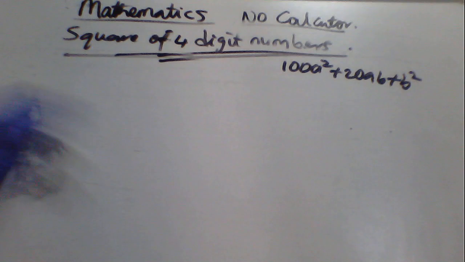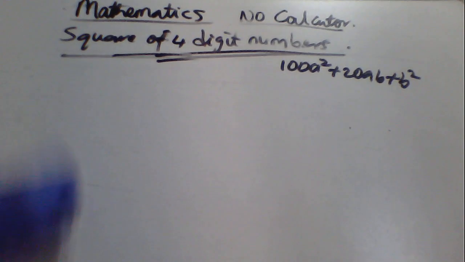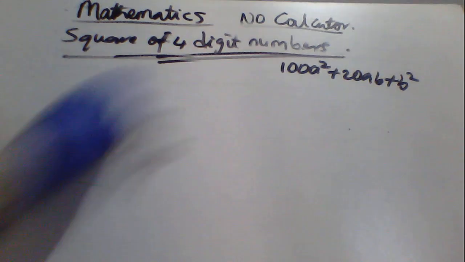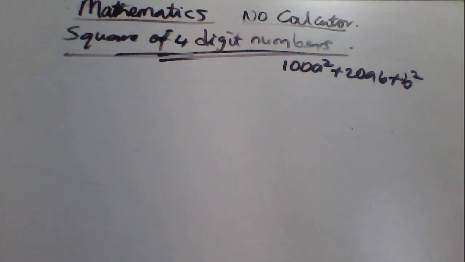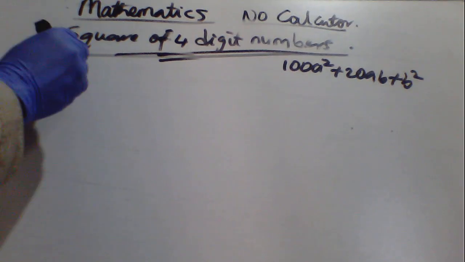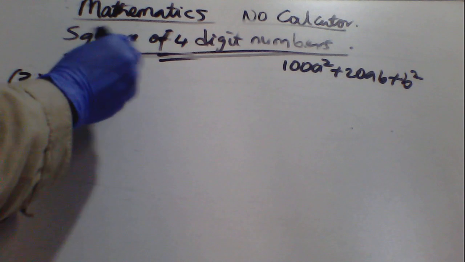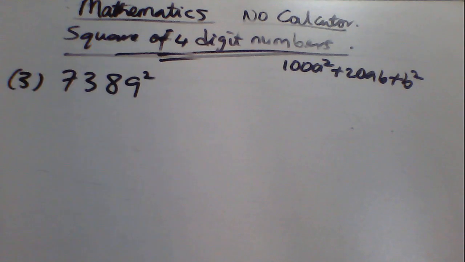Now you are required to find the square of 7389. Find the square of 7389. No calculator is allowed.